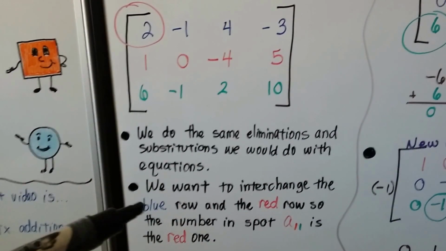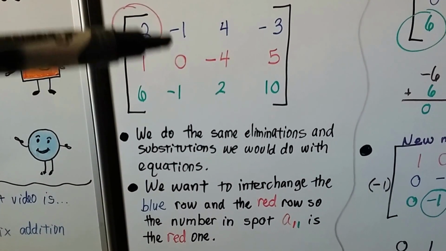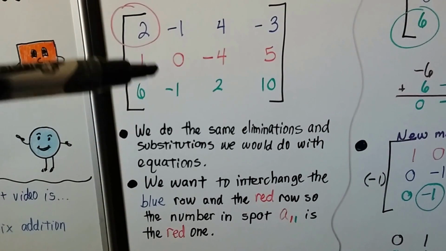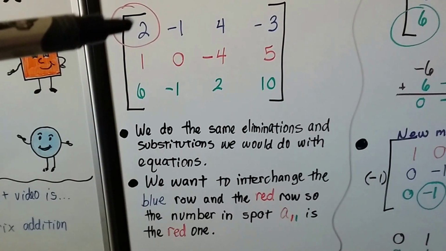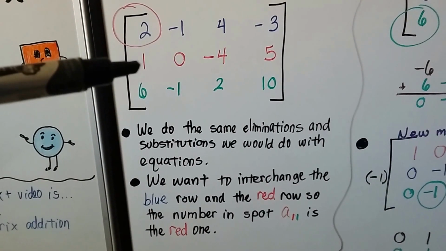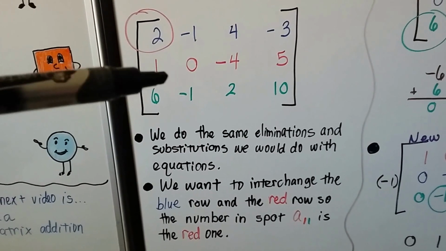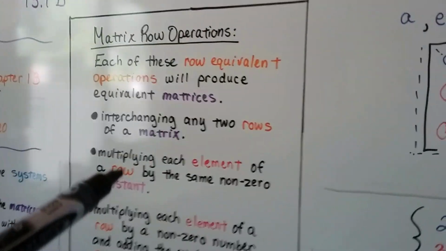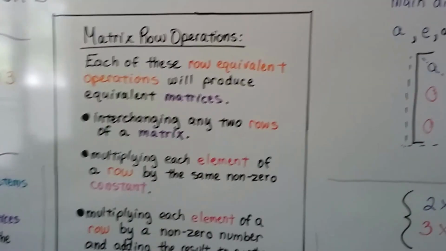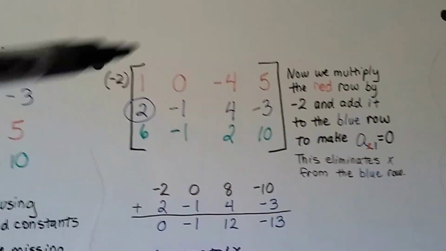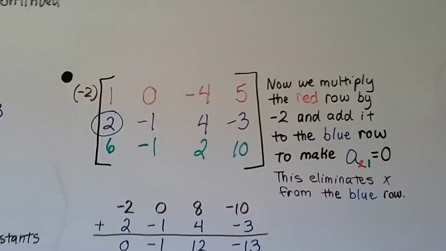And we want to interchange the blue and red row, so the number in spot A sub 1, 1 is the red one. So we want this 1 to be up here, so we're just going to interchange them. And you know what? Our rule back here for the matrix row operations says we can interchange any 2 rows of a matrix, right? So that's what we're going to do. We're going to interchange these 2 rows. So now it looks like this. We've got the red one on top and the blue one there.